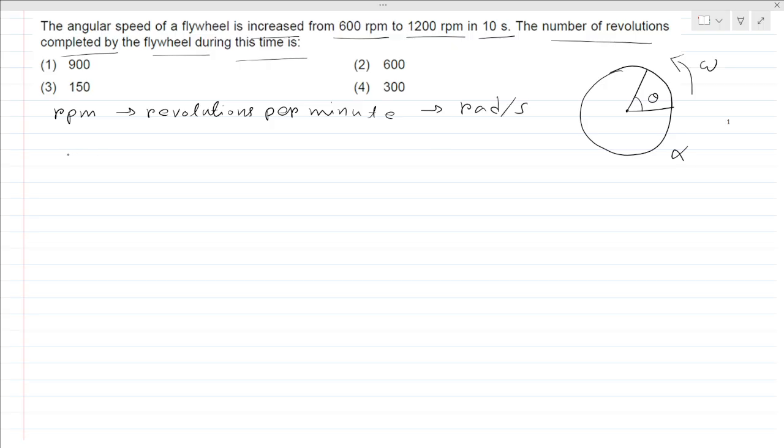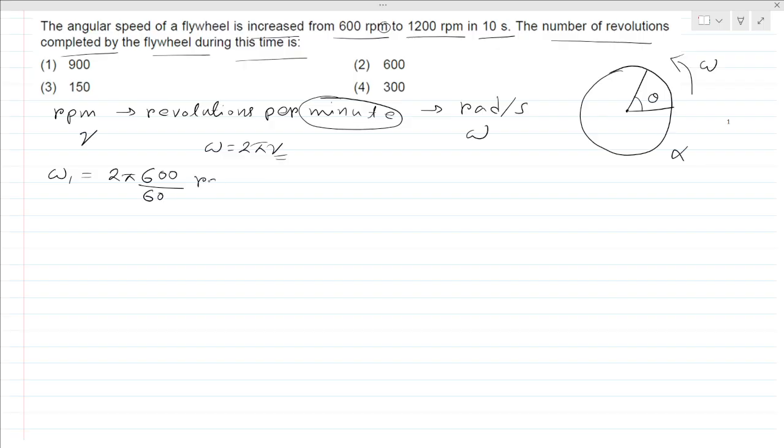How can we convert it? Let's see. Here the rpm is basically nu and the radian per second is basically omega. The relation between omega and nu is omega equals 2 pi nu, and the nu should be in revolution per second, not minute. So the initial angular velocity should be 2 pi into nu. Nu is here 600 rpm, so 600, and since it is given per minute, we need to convert it to second. So 1 minute equals 60 seconds, then we should divide it by 60.